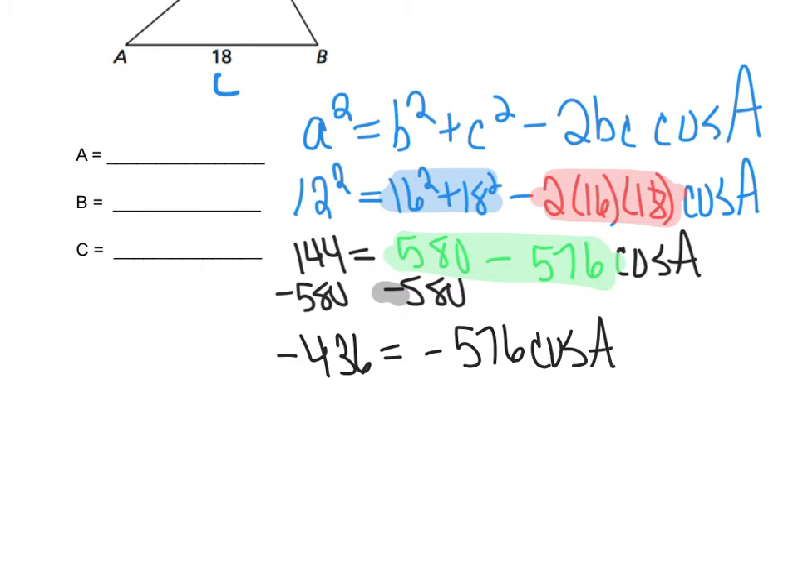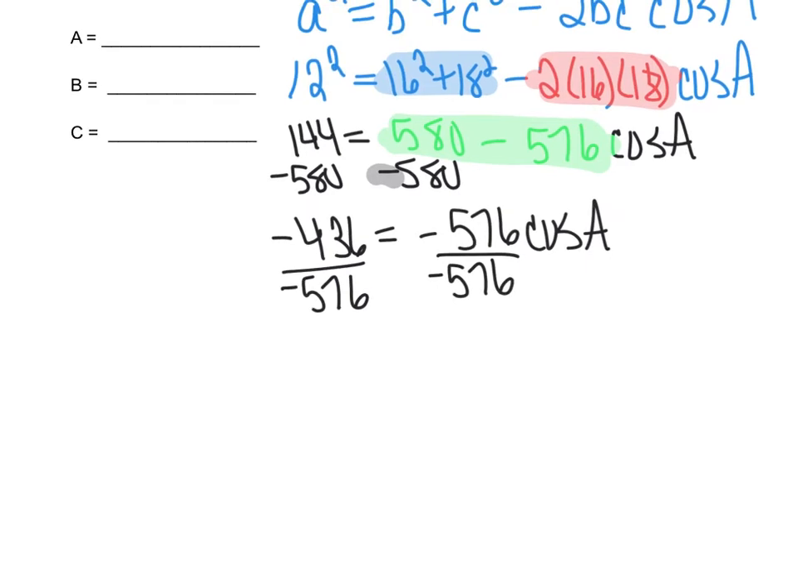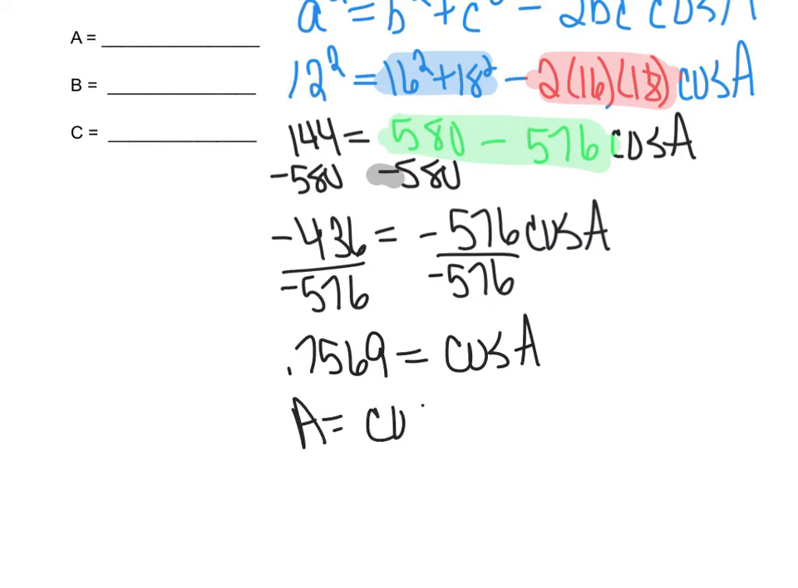I don't want 576 times the cosine of A, so I need to divide. Okay, so that decimal, 436 divided by 576, is 0.7569, which equals the cosine of A. So for A, we're just going to put into our calculator the inverse cosine of that decimal. And angle A is 40.8 degrees.